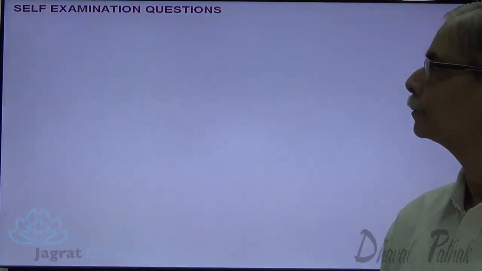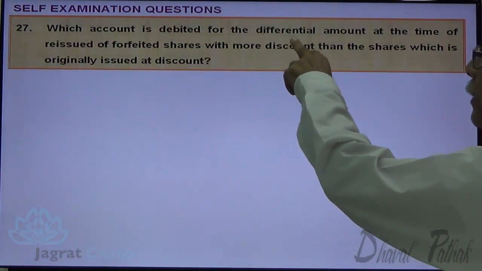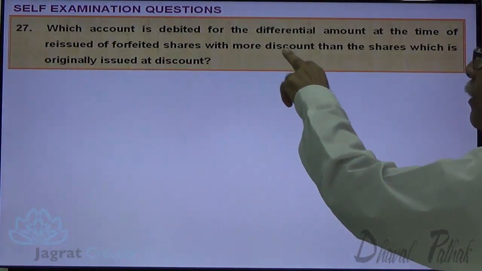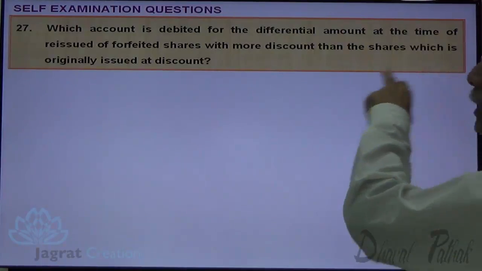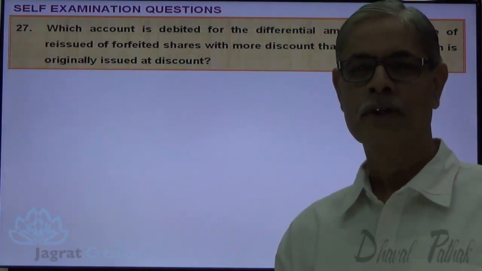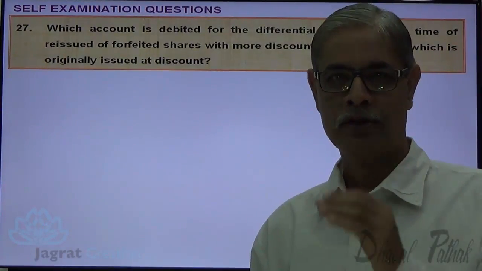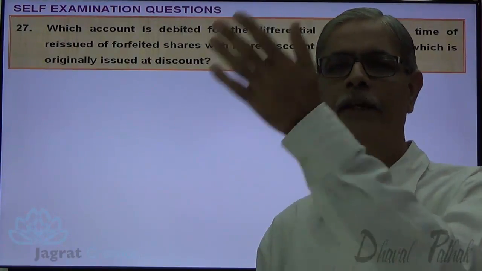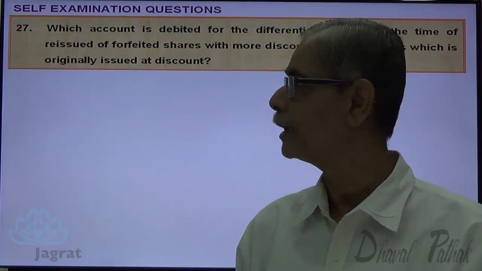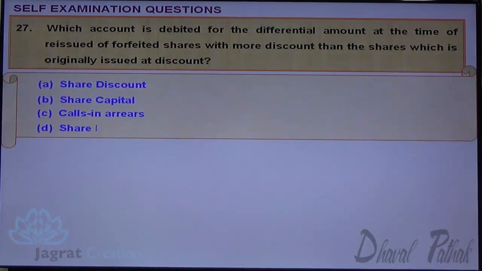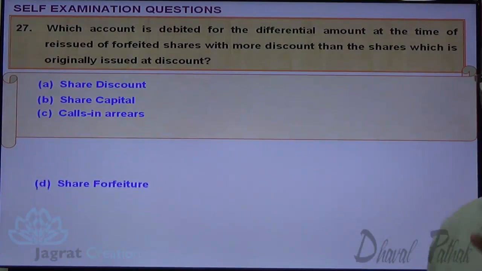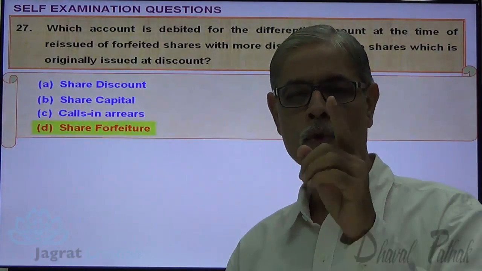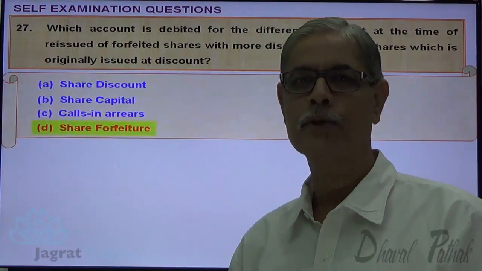Next. Which account is debited for differential amount at the time of reissue of forfeited shares with more discount than the share which is originally issued at discount? Shares are originally issued at discount. Over and above that normal discount, the reissue discount is granted at the time of reissue of forfeited shares. Now, that discount, that is reissue discount, has to be paid out of share forfeiture income. So, share forfeiture account gets debited with reissue discount.